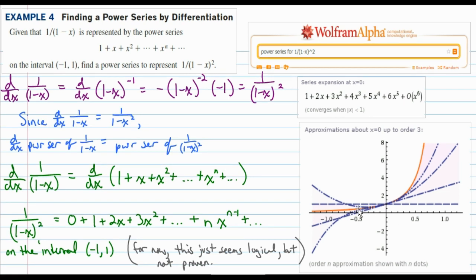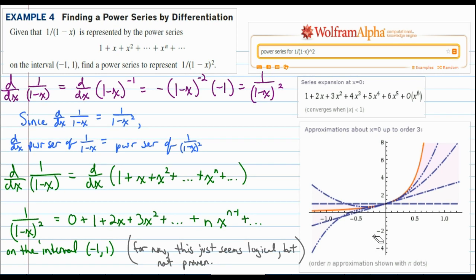As you can see here, the curves are getting closer and closer to the original as we add on more terms, but between -1 and 1. I know you'd need more terms added on to see that, but that's what this means: it converges on the interval -1 to 1. So the power series for 1 over 1 minus x squared will be a good approximation only between -1 and 1, the interval of convergence.